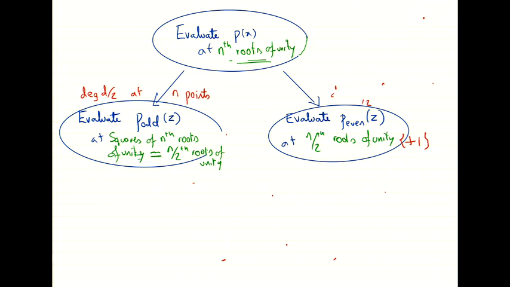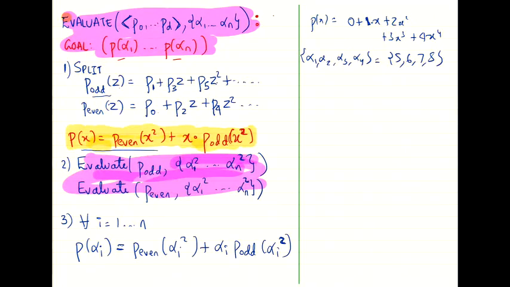Okay, so the question was about how the decrease in the number of points affects our ability to reconstruct P of x from it. But here's something to remember always: this identity is a key thing that's driving everything. This identity tells us that if I need to know P of x, I just need to know P even of x squared and P odd of x squared.